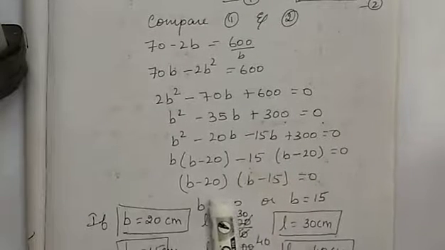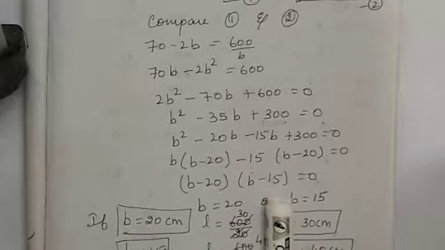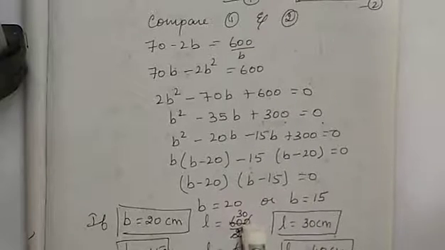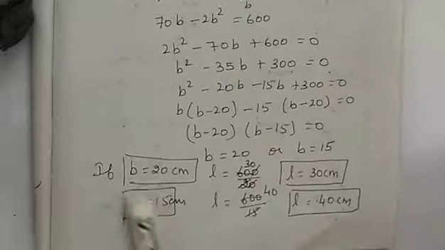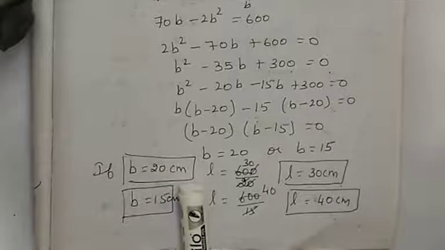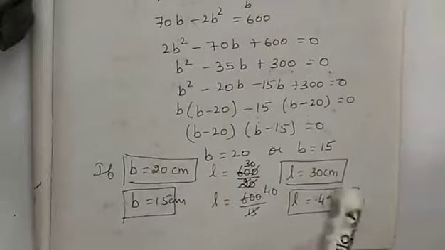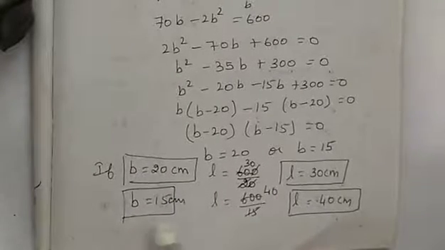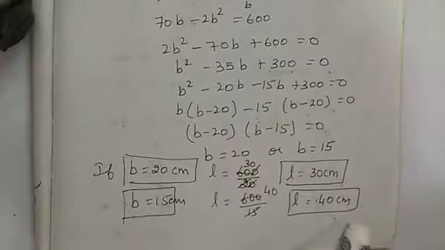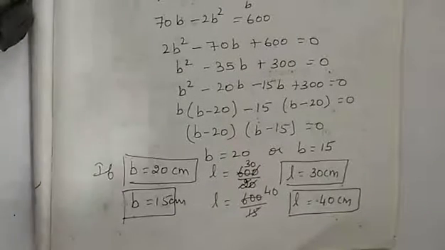Now b minus 20 or b minus 15 is equal to 0. B is equal to 20 or 15. If b is equal to 20, breadth is equal to 20, then length will be 30 centimeter. And breadth is equal to 15, length will be 40 centimeter.